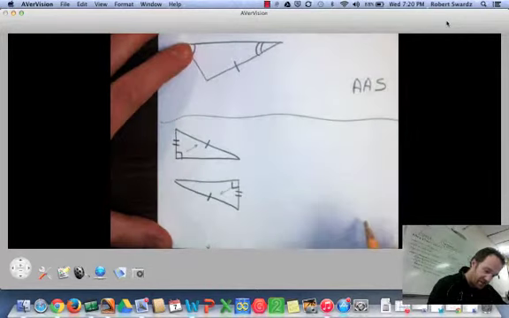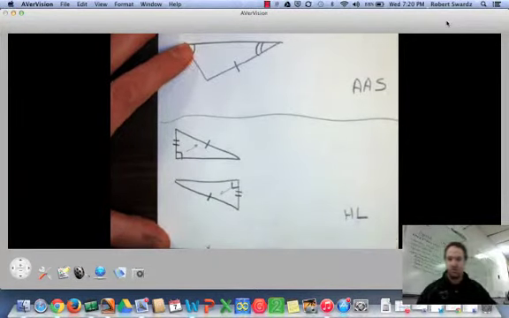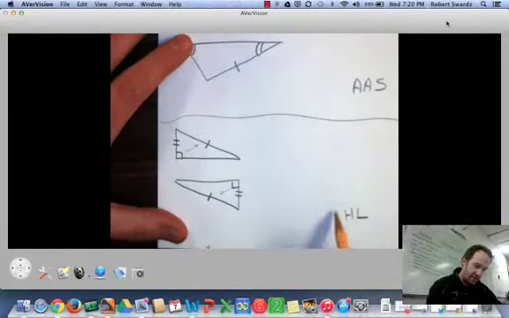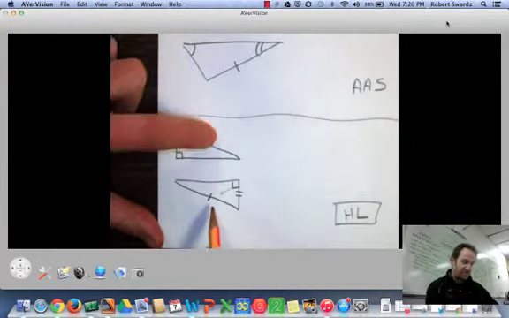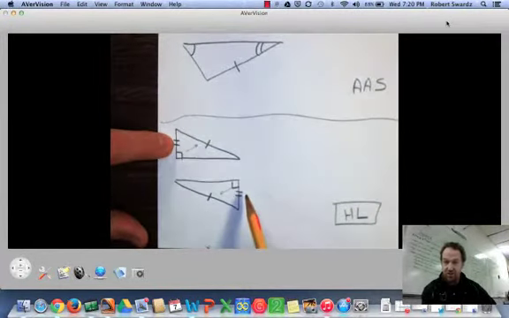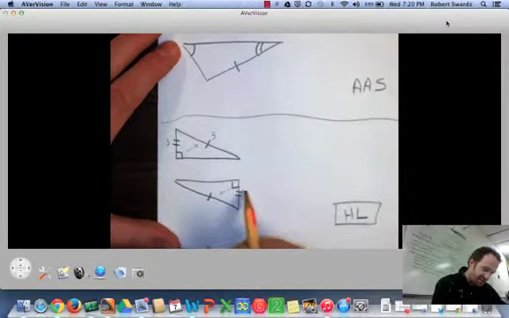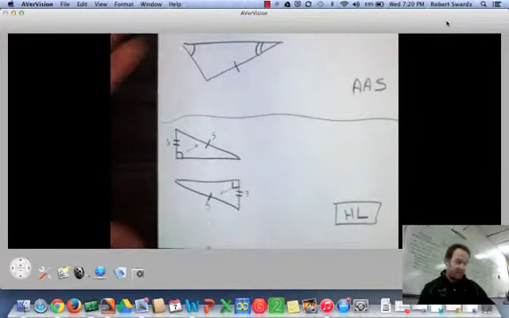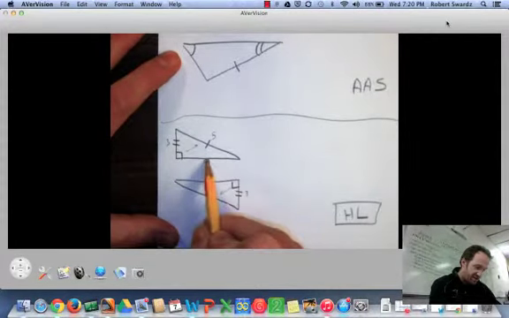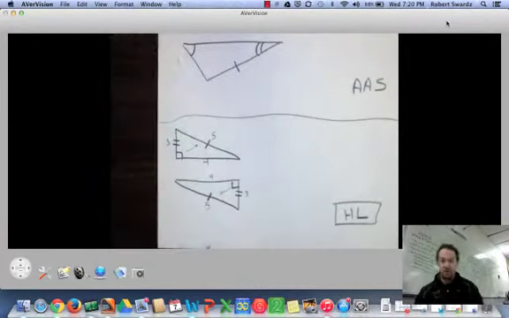And the reason that we give is we use a shorthand, hypotenuse leg, because the hypotenuses are the same and one pair of legs are the same. And I mean, we could do the same thing again. Let's say these are 3 and 5. We could use Pythagorean theorem to find the third side in each triangle. We would see that they're the same.